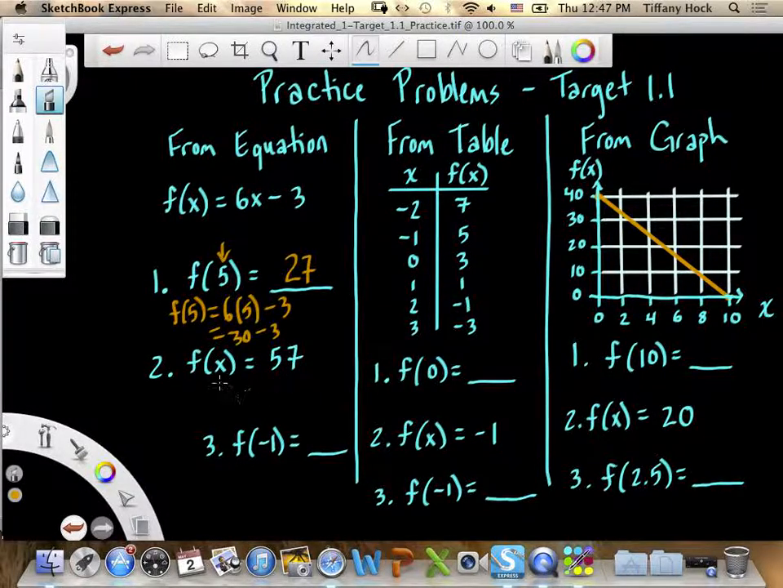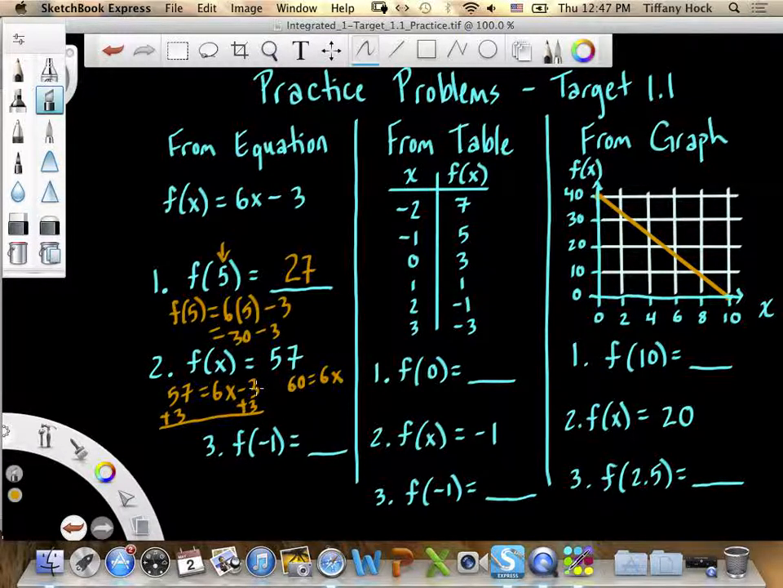Alright, next question. f of x equals 57. Now for this one, it's a little bit different because notice the 57 isn't inside the parentheses, it's not the x, but it is equal to f of x. And if 57 is equal to f of x, and 6x minus 3 is also equal to f of x, then that means 57 has to equal 6x minus 3. Alright, so now we have an equation we can solve. To solve this, I add 3 to both sides. I'm running out of room on the paper here, so I'm going to write this off to the side. 57 plus 3 is equal to 60, and that'll be equal to 6x.